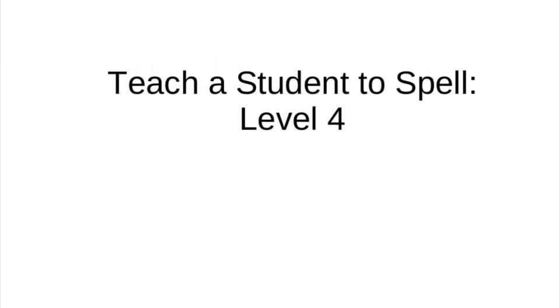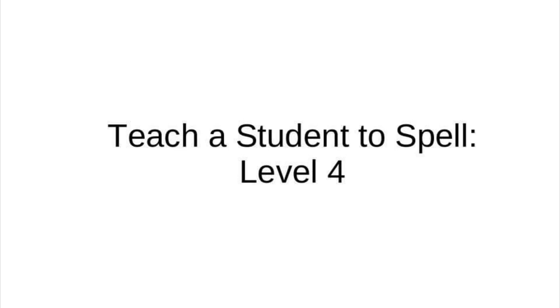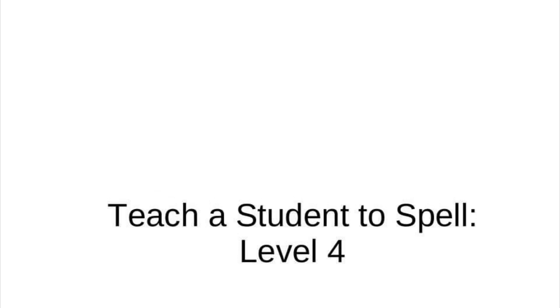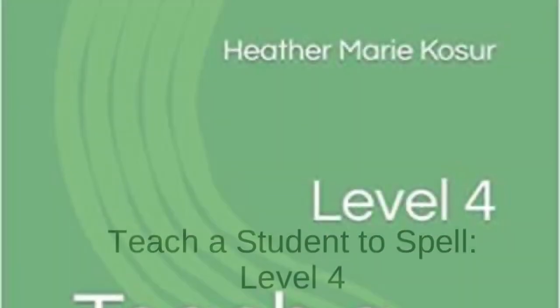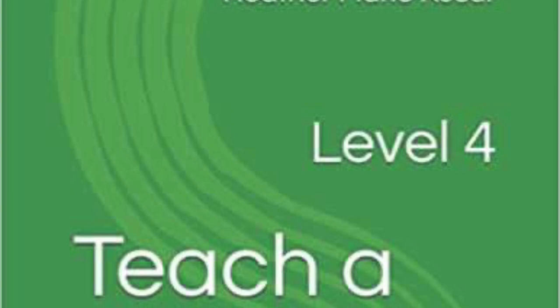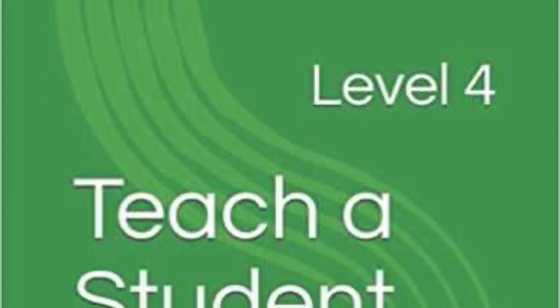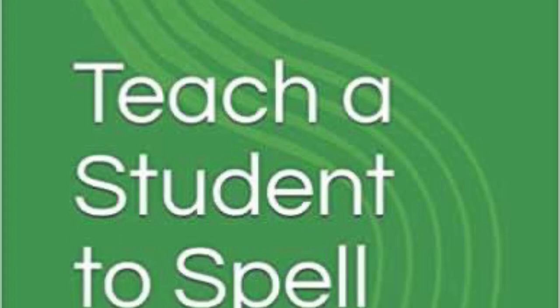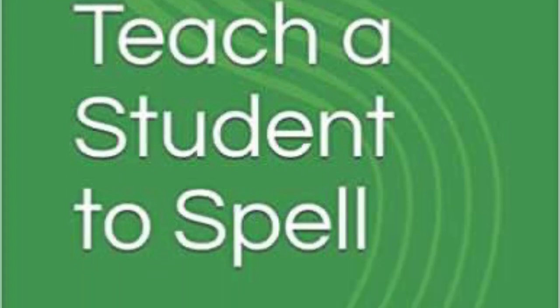Teach a Student to Spell Level 4 is the fourth follow-up workbook to the Teach a Student to Read reading program, which strives to teach students accurate and complete information about the English spelling system. Instead of only learning spelling through rote memorization, students will learn the reasons for the spellings of words, thus learning how the English writing system works.